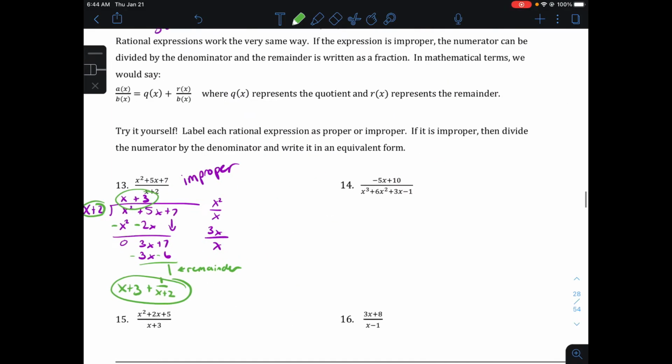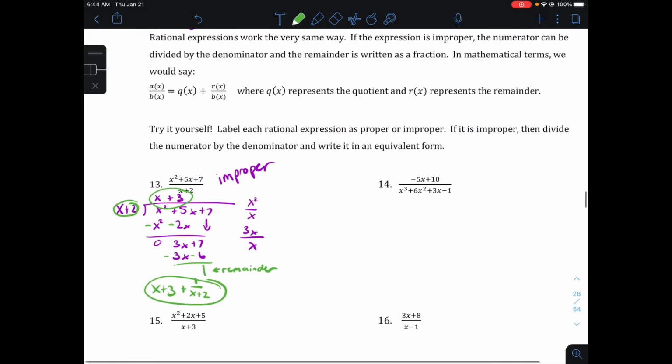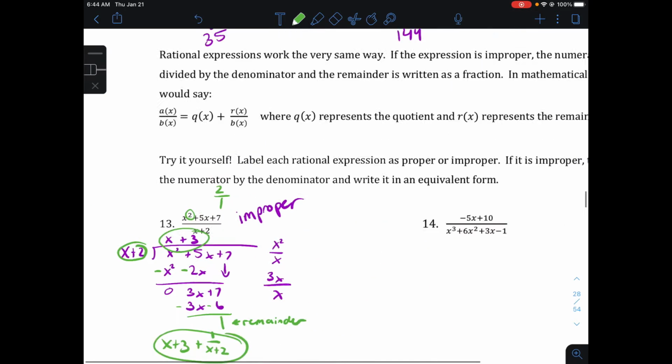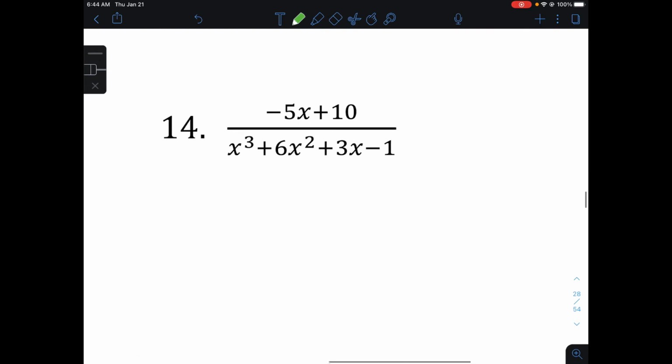I guess I didn't talk about why this was improper. Sorry, guys. The reason this is improper, we talked about yesterday. The degree on the top is 2, and the degree on the bottom is 1. Since the top is bigger than the bottom, it's improper. Let's check out 14.